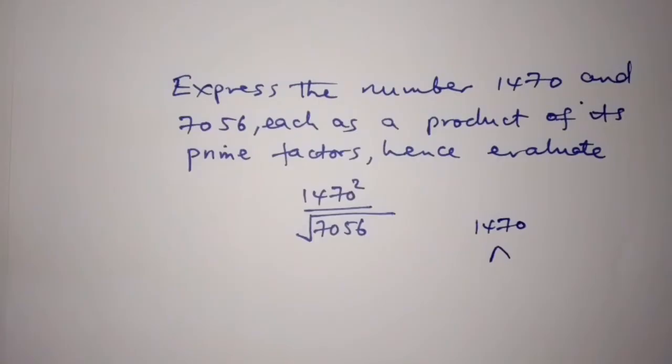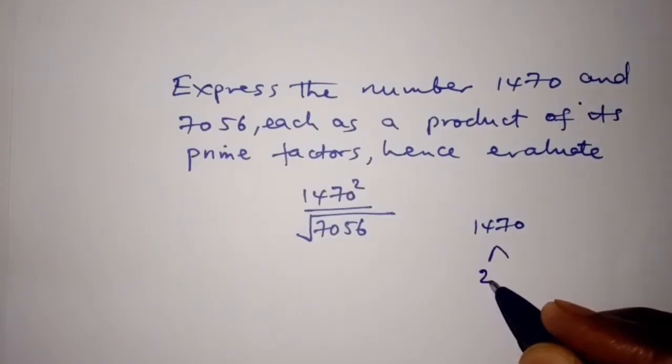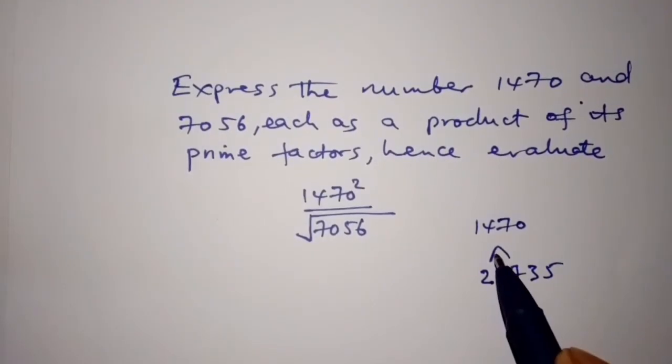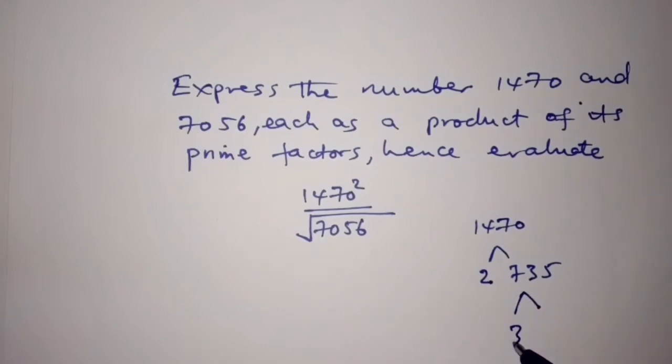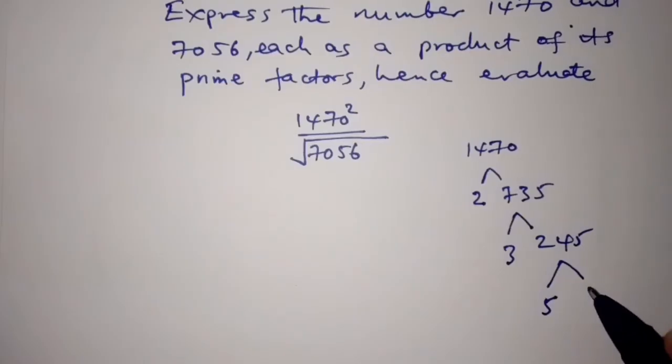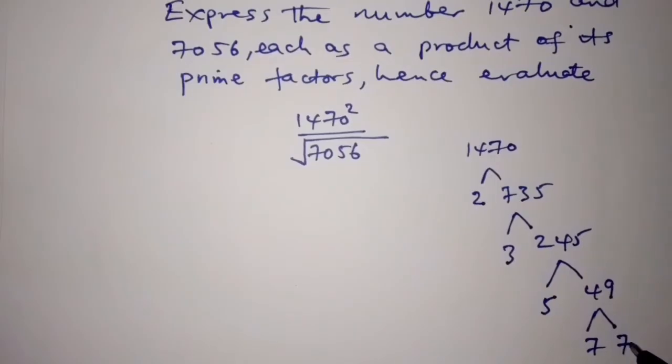So the factors of 1470: we are using the factor tree method. 2 goes into 1470, 735 times. 3 goes into 735, 245 times. 5 goes into 245, 49 times. 7 goes into 49, 7 times 7.